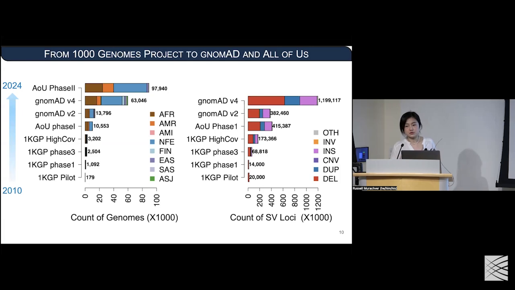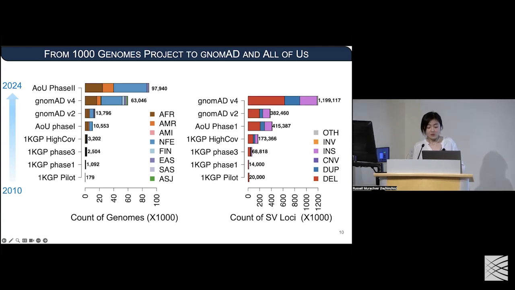So I hope to briefly generalize the massive investment of this field into SV discovery in the past 1.5 decades. Back in 2010, when the 1000 Genomes Pilot project just published their first paper, they sequenced 179 whole genome sequences. They generated SNV, indel, and SV calls from them. And at that time, they were only able to identify about 20,000 SV sites across as many genomes.